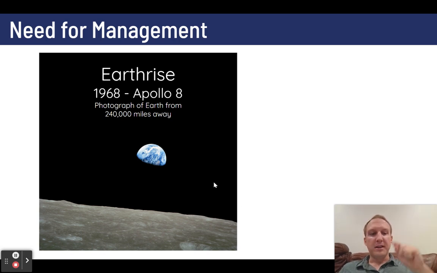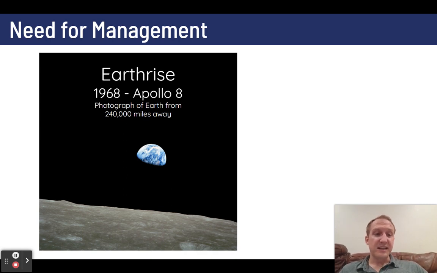But while they were orbiting the moon, one of the astronauts looked out the window and noticed the Earth was kind of painted against this black backdrop of space, and it looked like a blue marble. It just struck him as such an important image that he took out a camera, and while they were orbiting, he snapped a series of photographs, and this is the most famous of those photographs. It's known as Earthrise.